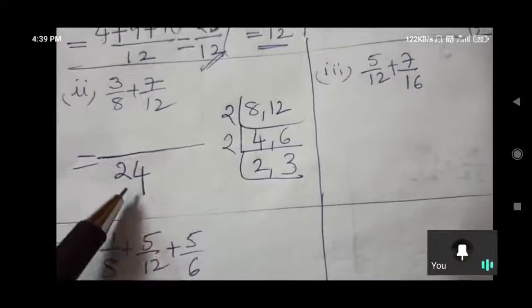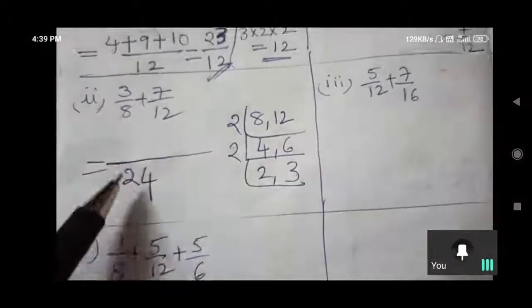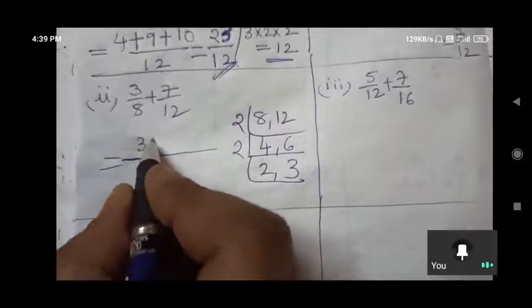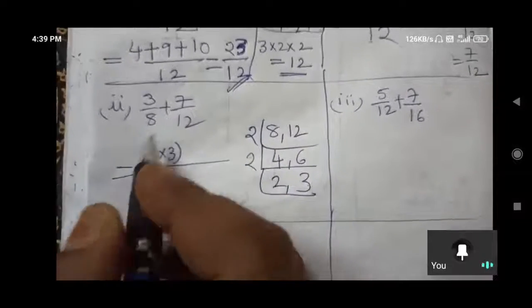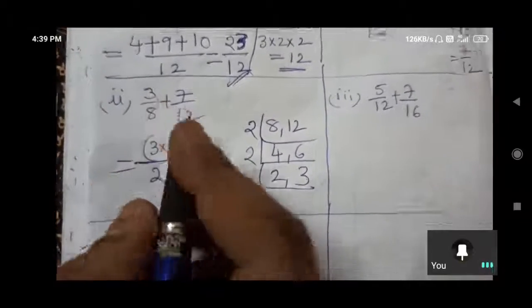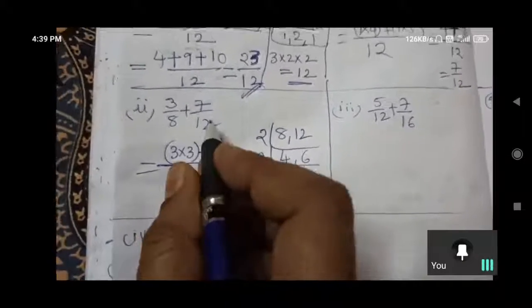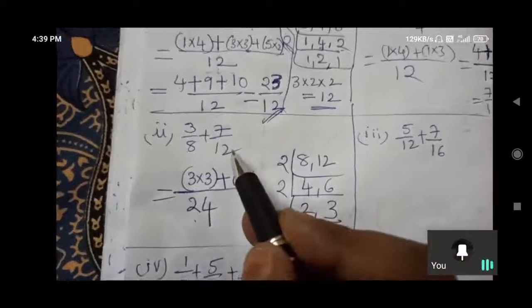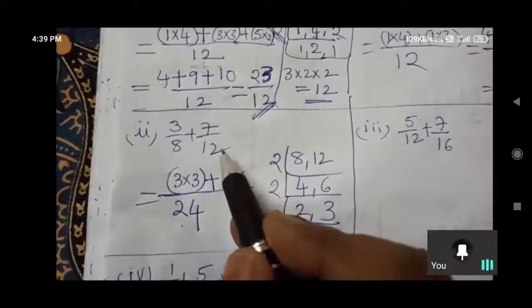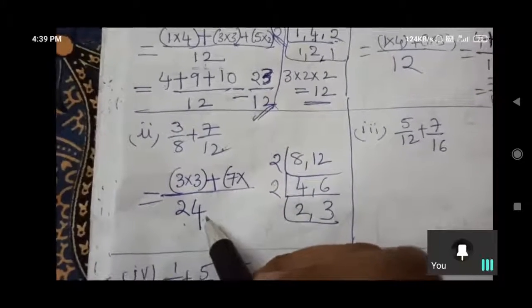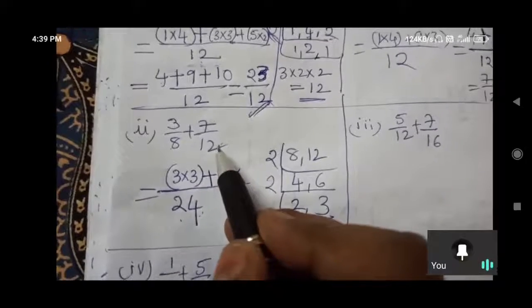To get 24, 8 3s are 24. Yes, so 3 into 3 we should take. That 3 you should multiply in the numerator part, plus here 7 into 12 2s are 24. Yes, we need to multiply with 2 to get 24 from 12. 12 to 24 we need to get, so we multiply with 2.